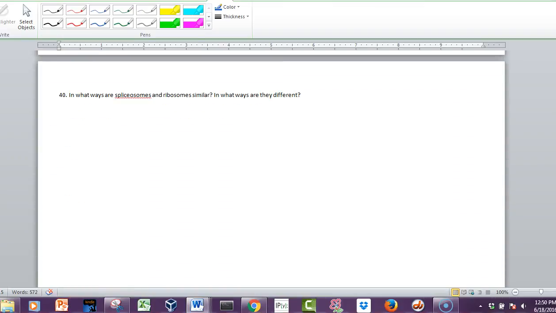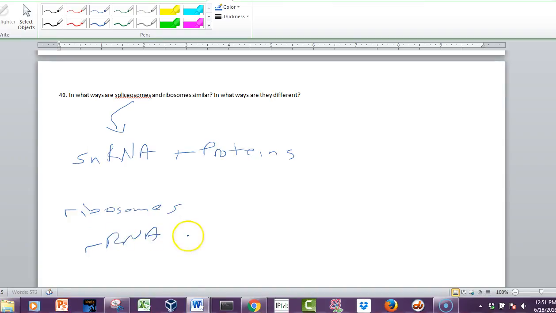In what ways are spliceosomes and ribosomes similar? In what ways are they different? This one is pretty simple as far as I'm concerned. The main thing I want you to know is that spliceosomes have small nuclear RNAs, so snRNAs, plus proteins. Ribosomes have ribosomal RNA plus proteins.